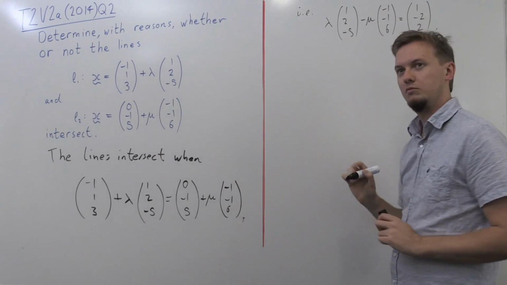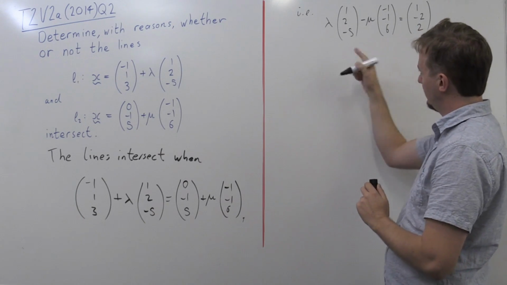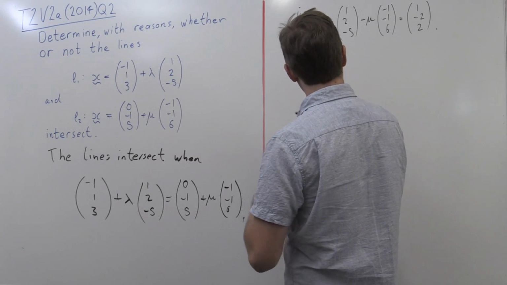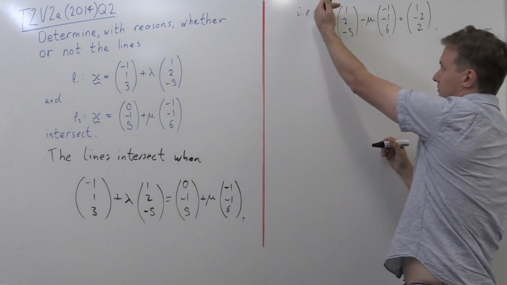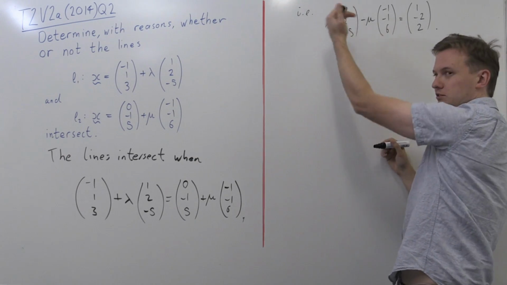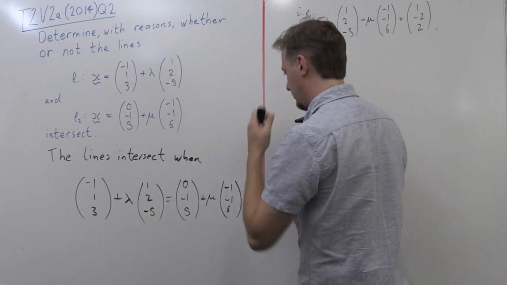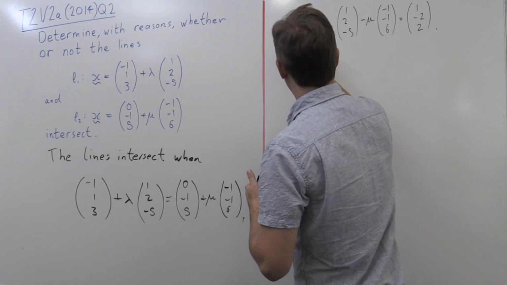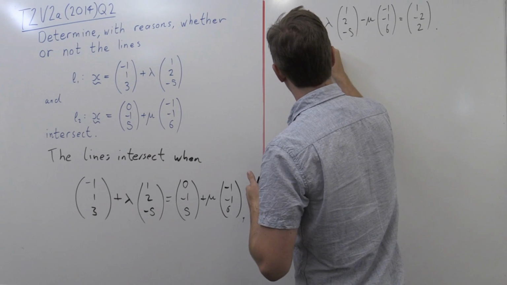So, just rewritten, we have this vector equation. So, this is a series of three linear equations, just looking at each component. So, linear equations we can solve by putting them into an augmented matrix. So, I'll just do that.